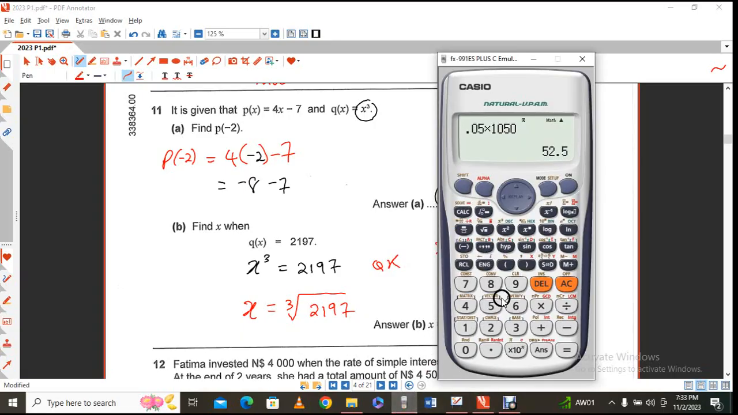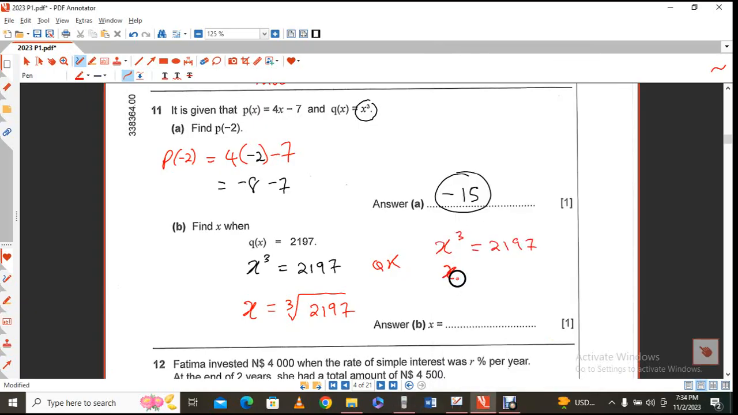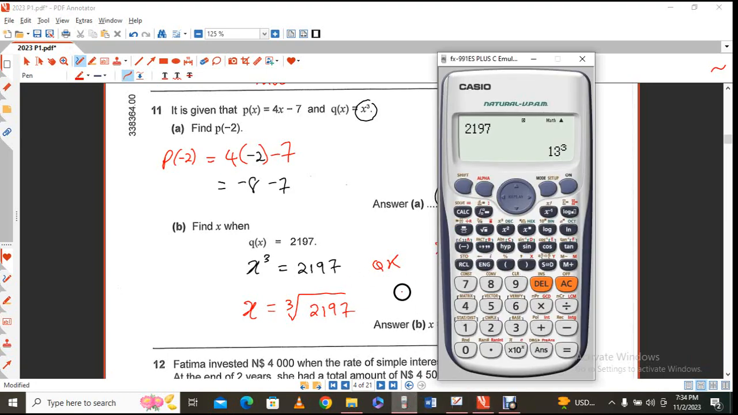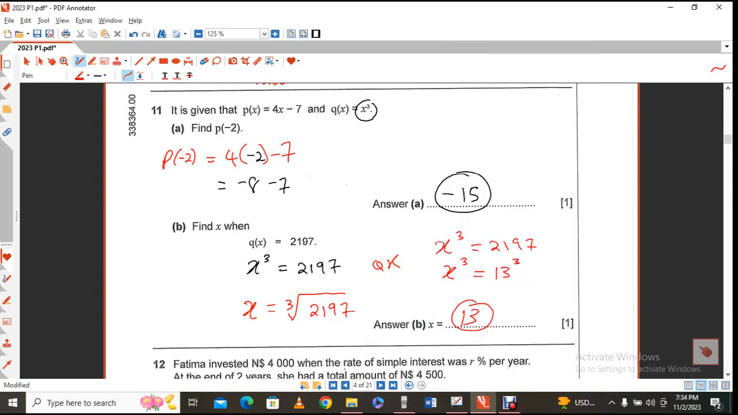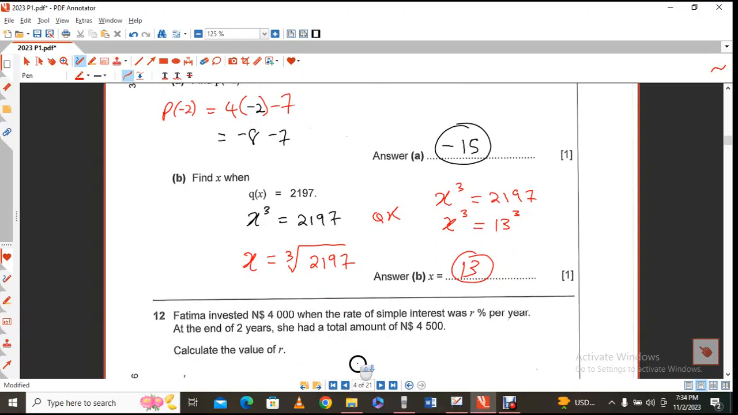Then I will see that 2,197 can be written as a power of its prime factors, which is 13 cubed. So x cubed equals 13 cubed. If the indices are equal, therefore the bases are the same, so x would be 13. Either way, you can find the cube root. Make sure that you do find the cube root of 2,197, and you still will get 13 as an answer. So that takes care of 11b.